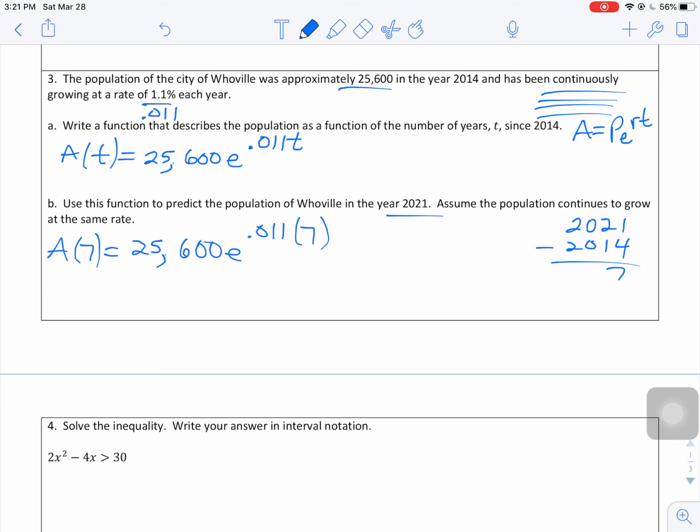So grab your calculator and type it in. 25,600 times e to the 0.011 times 7. And then since this is people, I'm going to round to the nearest whole number. So 27,649. So about 27,649 people.